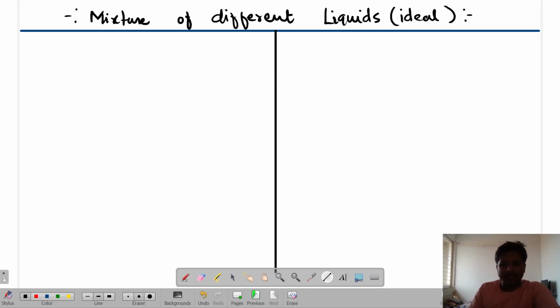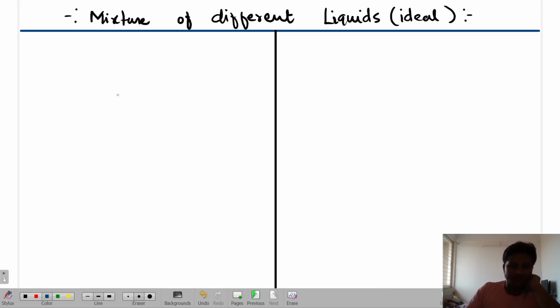Ideal does not mean only incompressible. I have already discussed it. It is not just non-viscous. Three properties are there: streamlined, non-viscous, and incompressible.